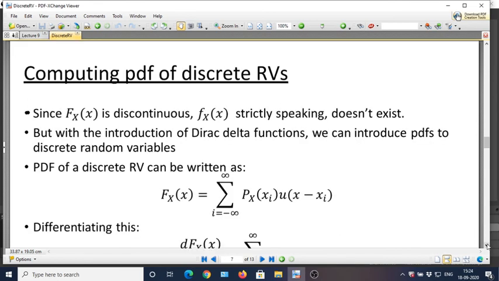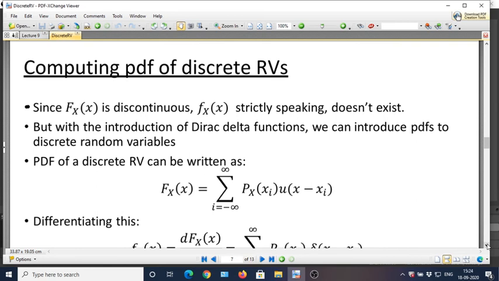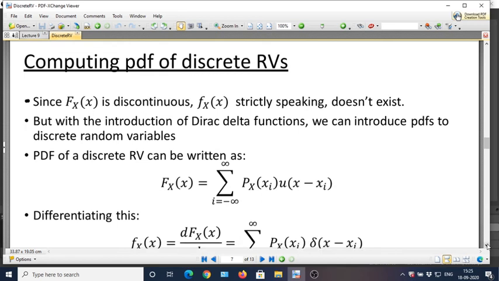Then it's also possible to use probability density function notation even for a discrete random variable, provided we define it properly. F_X of x is discontinuous in the case of a discrete valued random variable, so the density function strictly speaking doesn't exist. But it is possible to define it using special functions such as the Dirac delta functions. How?